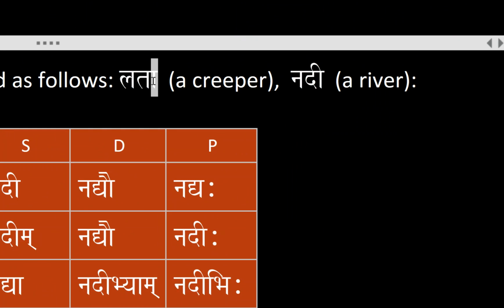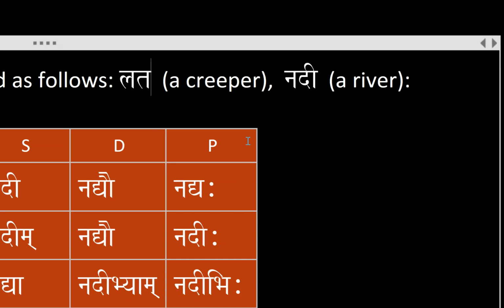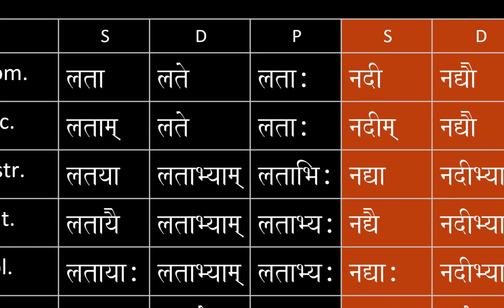We should have already kept this in mind since we have been declining so many nouns before. But just as a reminder, the reason they indicate what the noun ends with is to let you know what ending you need to add after removing that ending before you decline. So, for example, lata is a creeper. What I would want to do is remove that long a and then see what is being added to it on the table.